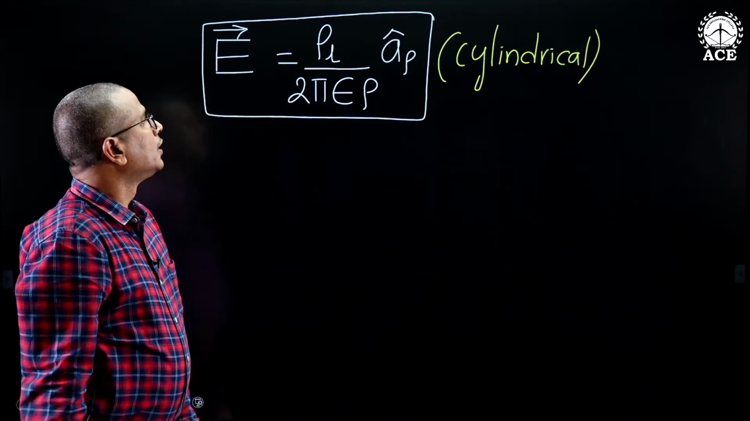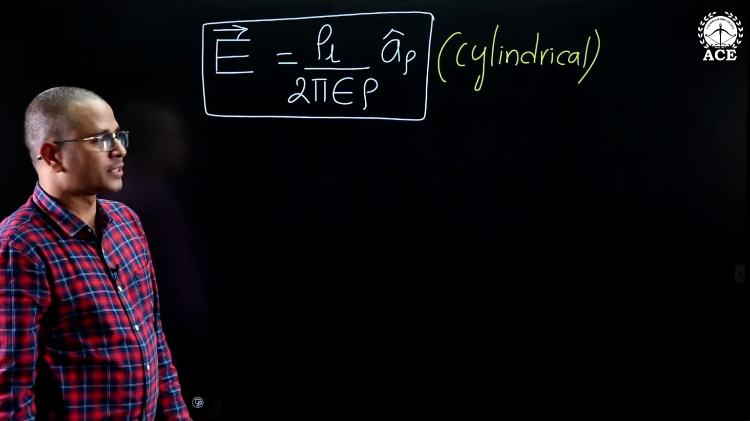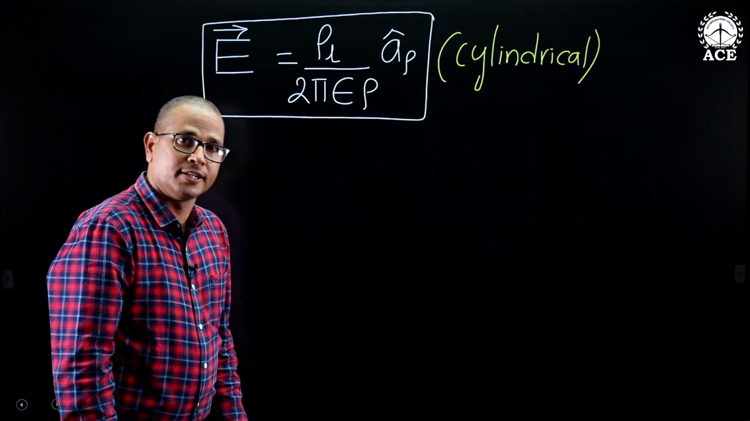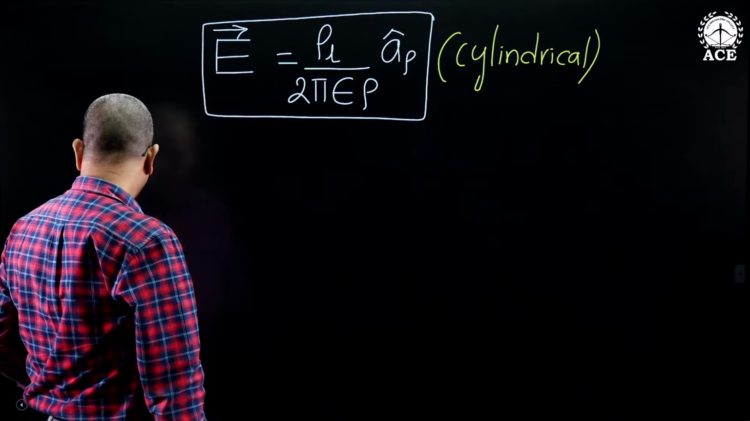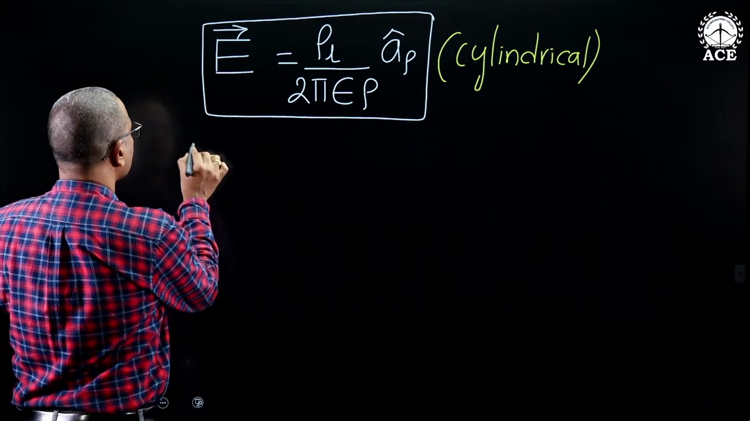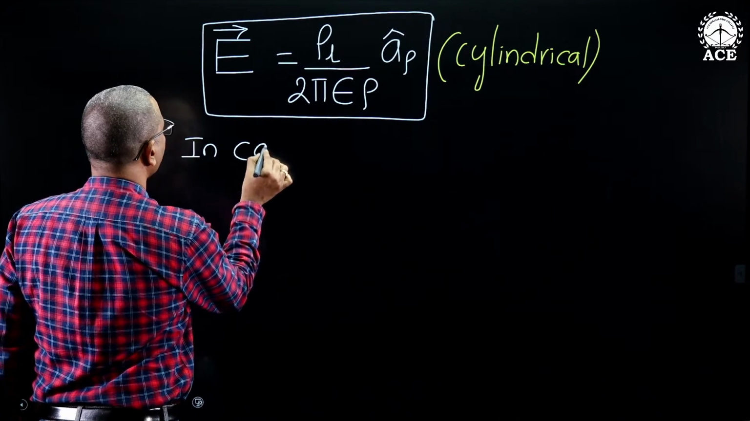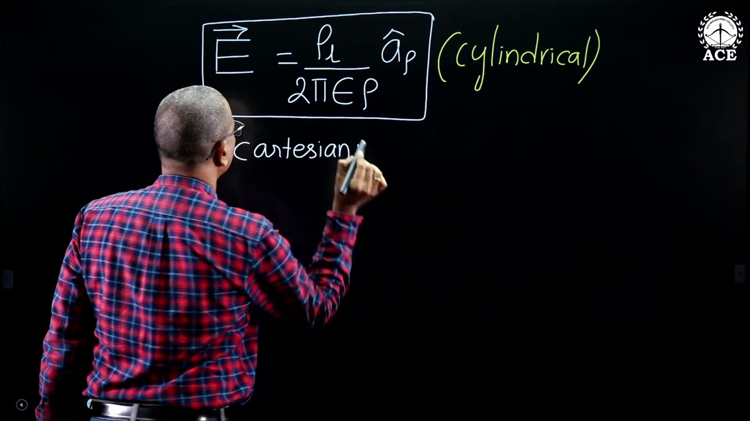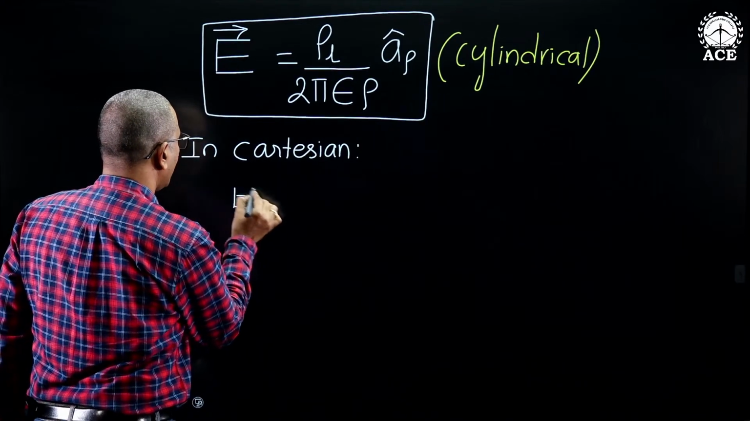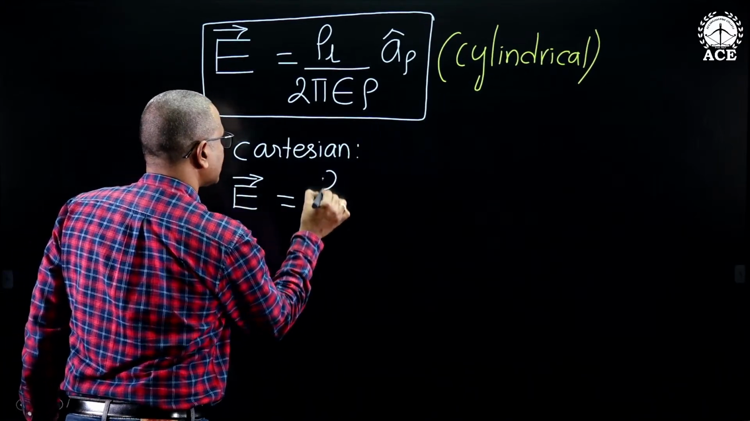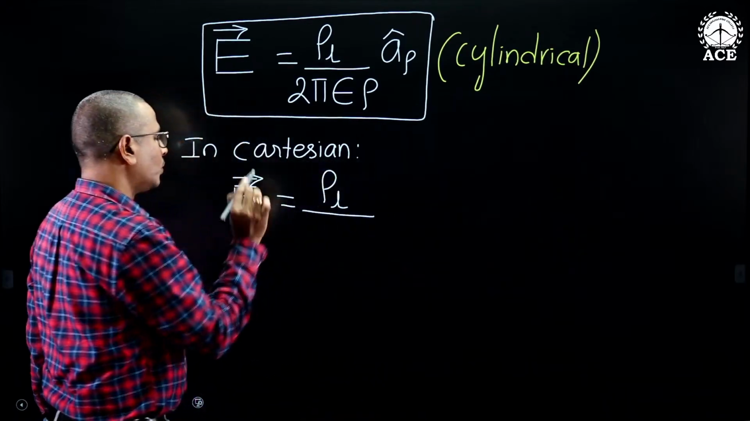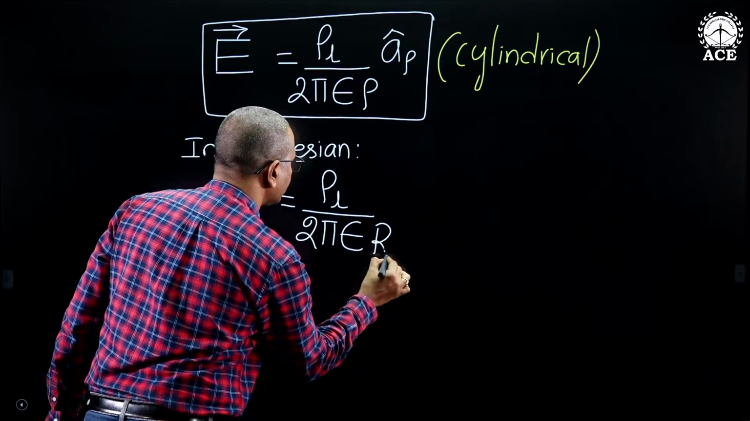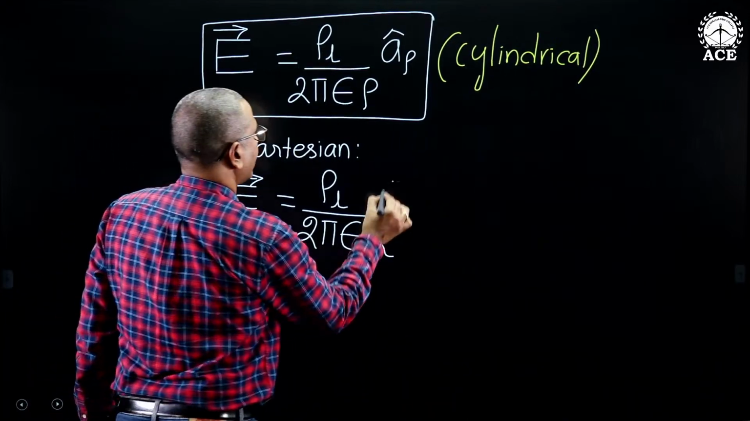But in the exam, most of the times they are asking questions on electric field evaluation due to a line in the Cartesian domain. So for that I am giving you a ready-made formula in Cartesian. If you wish to measure electric field intensity due to a line, I can write E bar is equal to rho L by 2 pi epsilon r or mod r, a r cap. It looks the same, no change, I am just changing the symbol.